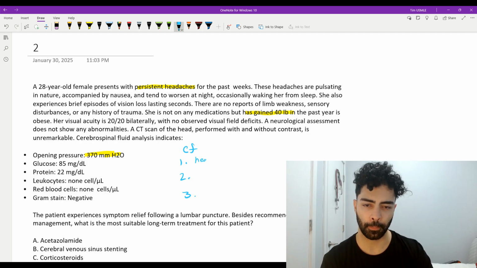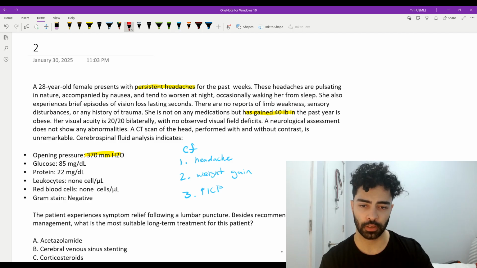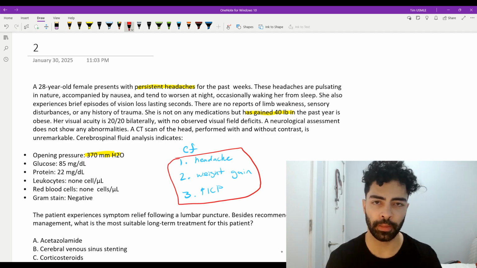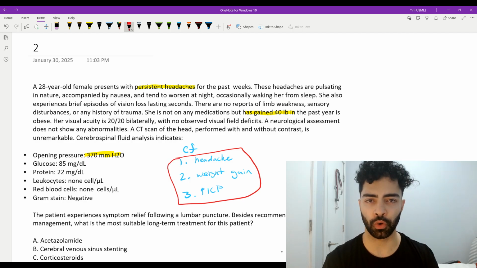So headache, and then weight gain, and then increased ICP. Intracranial pressure is increased. So this is our first box. The second box is our differential diagnosis. So using our clinical features that we've already filtered for and selected the most important ones, we're going to come up with a differential diagnosis.